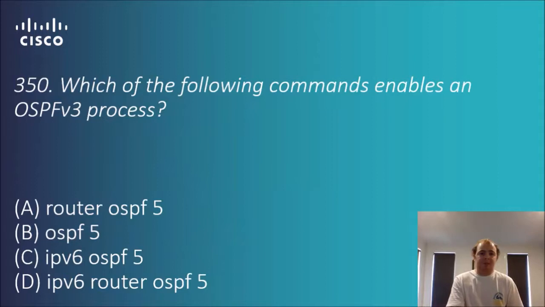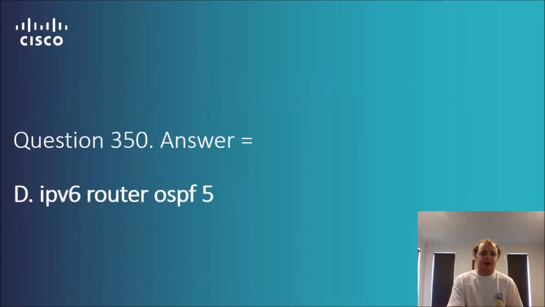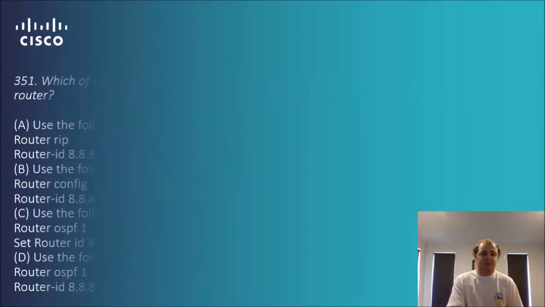350, which of the following commands enables an OSPF version 3 process? We got router OSPF 5, OSPF 5 IPv6, OSPF 5 IPv6 router, IPv6 router OSPF 5. To give a hint for this one, version 3 requires IPv6, so it eliminates A and B straight away. And the correct terminology and command is D, IPv6 router OSPF 5.